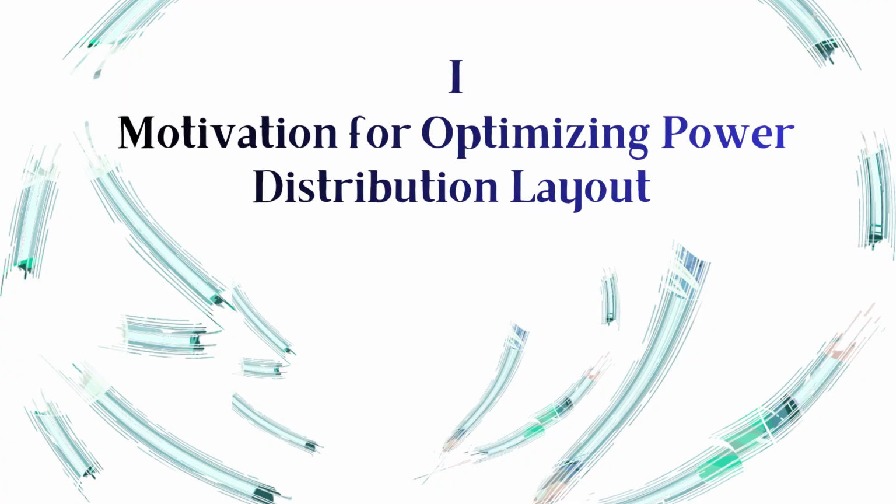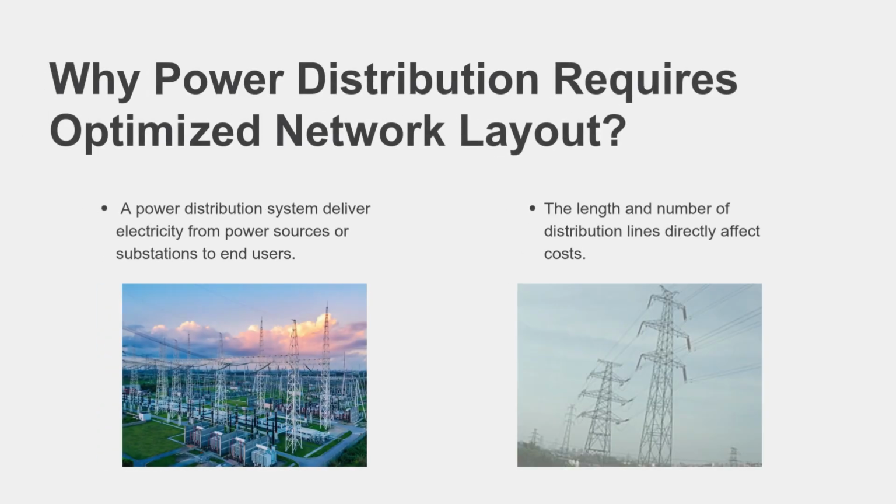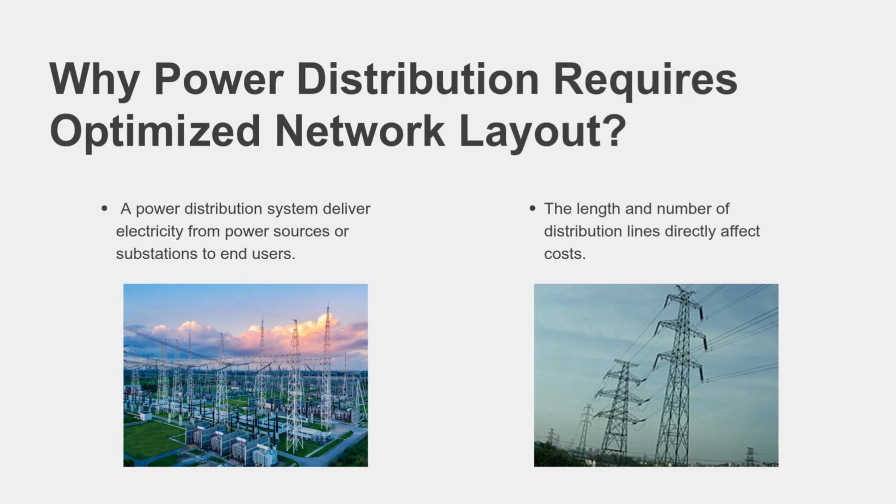And now I'm going to talk about the motivation for optimizing power distribution layout. So why does power distribution require an optimized network layout? The primary purpose of a power distribution system is to reliably deliver electricity from power sources or substations to end users. And the length and number of distribution lines directly affect construction cost and long-term maintenance costs.